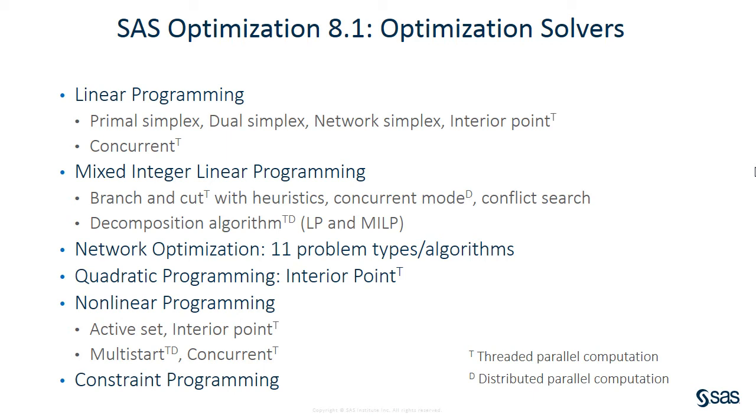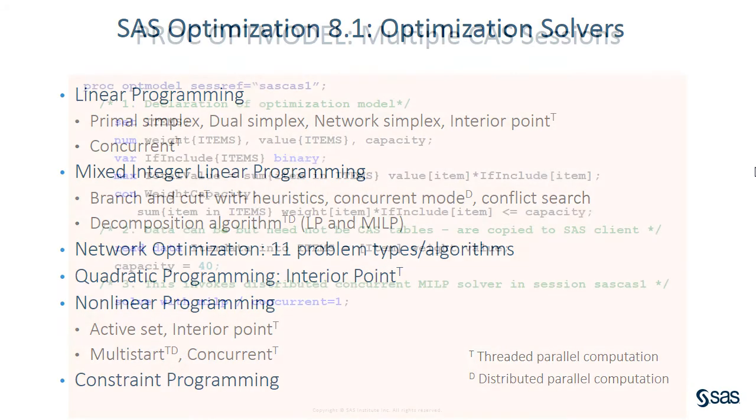Additional distributed algorithms are available only on the SAS Viya platform. Two prominent examples are a new concurrent MILP solver and a new distributed shortest path algorithm for multiple source and sink pairs. Shortest path is one of the 11 network optimization algorithms.